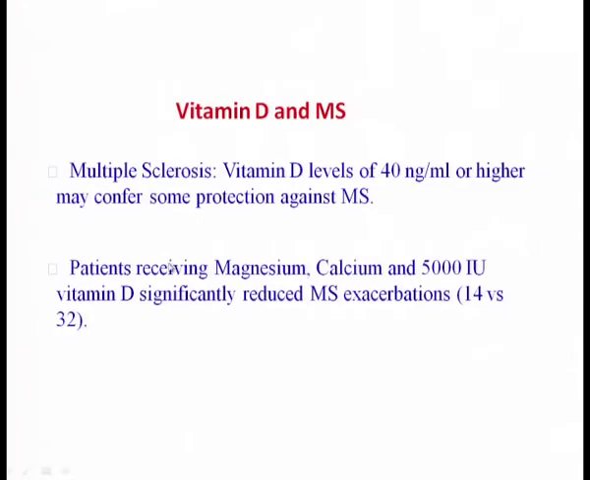Not only that, if patients take other mineral supplements, which would be dealt with in different sessions, like magnesium, calcium, and 5000 units of vitamin D over a period of time, it also reduced exacerbations. So what do you mean by that? Not only is it in a prophylactic state, but for people who are already in multiple sclerosis conditions. Exacerbations means what? Getting more complications, getting into more violent degenerative changes.